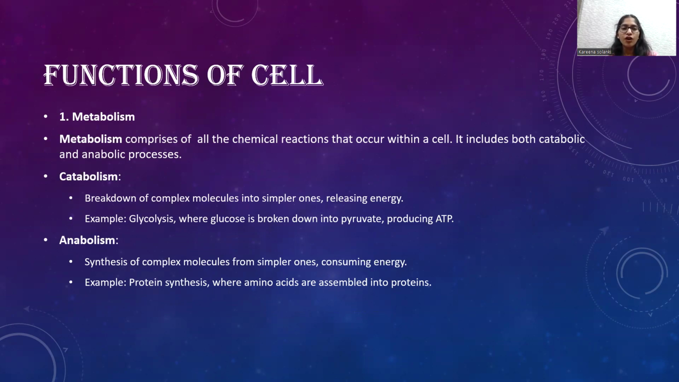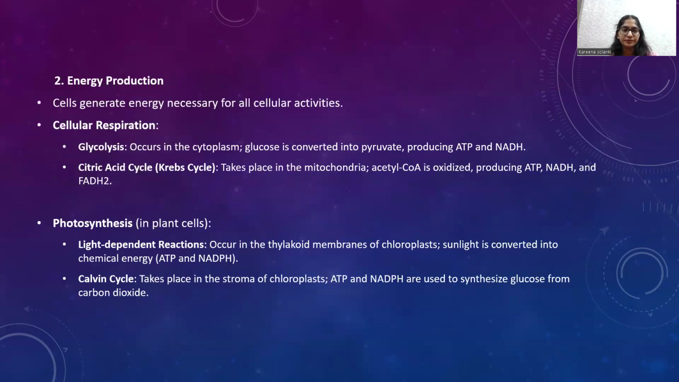Catabolism, breakdown of complex molecules into simpler ones while releasing energy. For example, glycolysis, where glucose is broken down into pyruvate producing ATP. Anabolism, synthesis of complex molecules from simpler ones consuming energy. For example, protein synthesis, where amino acids are assembled into proteins.